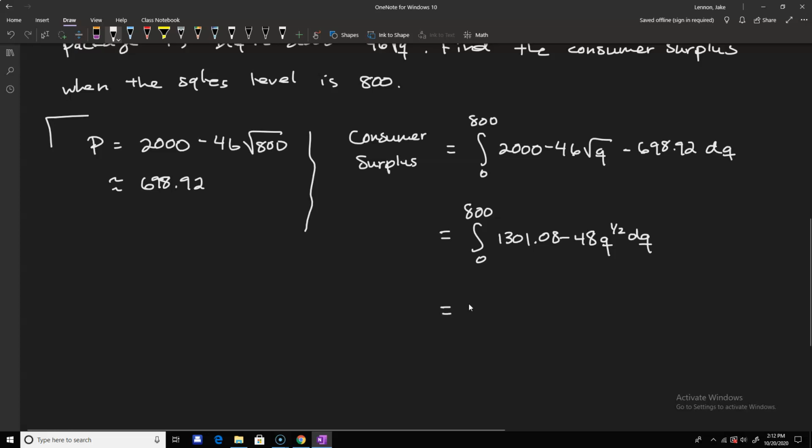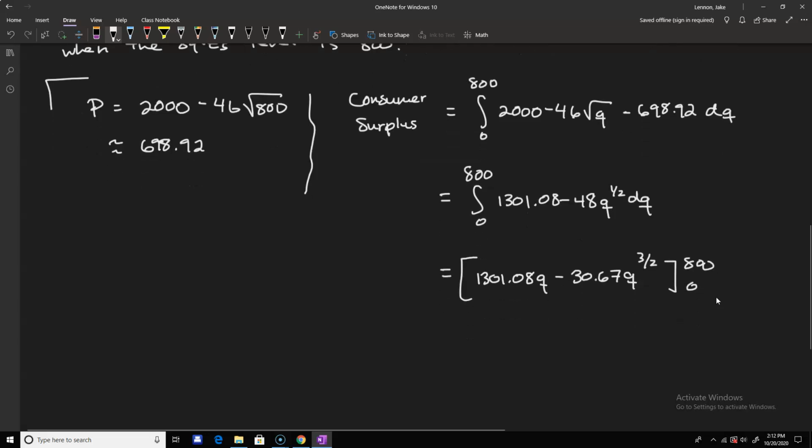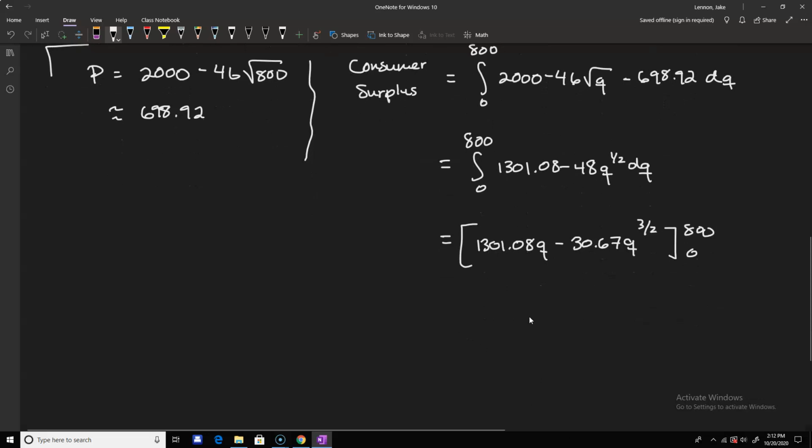So this will become 1301.08 times Q, the number in front is just a constant, so we just add a Q to that. And then 46 times 2/3 is going to be about 30.67. And this is going to be Q to the 3/2 power. And we're plugging in 0 and 800. Again, both of these things are being multiplied by Q to some power, so when you plug in that 0, everything's going to go away. So all we really need to do is plug in the 800, and that comes out to our answer, which is $346,881.12. So that would be the consumer surplus for this example.